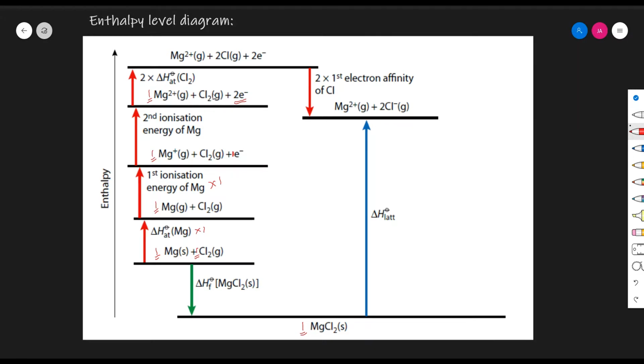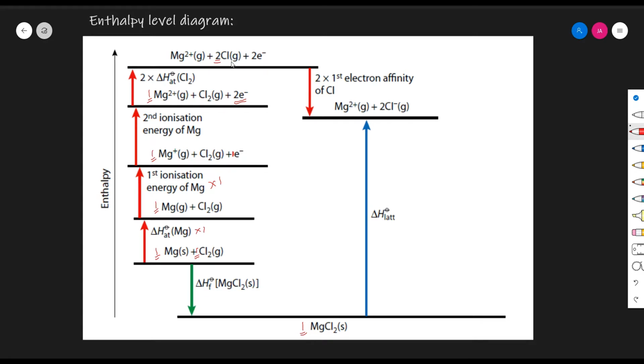In this case, we are forming 2 moles of gaseous atoms, and thus the enthalpy change of atomization of Cl2 would be multiplied by 2. This process is endothermic. All these processes are endothermic. The final process, which is the first electron affinity of chlorine, is an exothermic process, and thus the arrow would be pointing downwards as discussed previously.